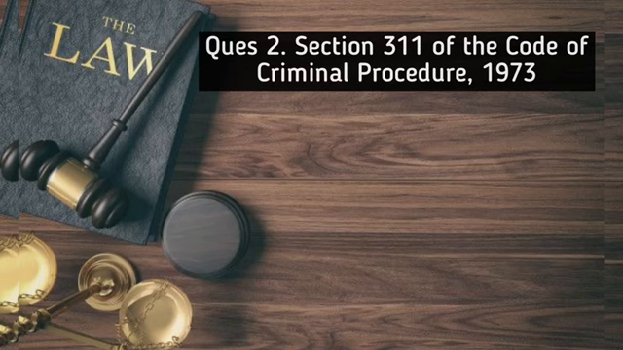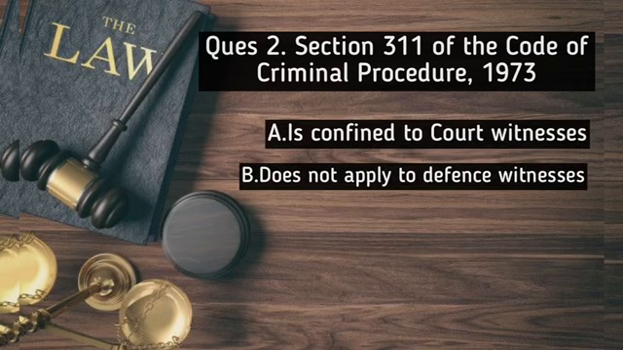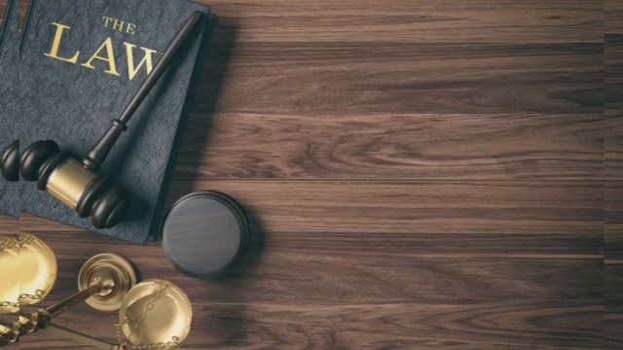Coming to our next question. Question number 2. Section 311 of the Code of Criminal Procedure 1973. Our options are: A, confined to court witness; B, does not apply to defense witnesses; C, cannot be exercised after the accused has closed the defense; and last, D, does not include accused as witness. And our answer is D, does not include accused as witness.